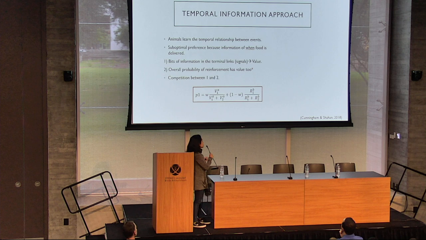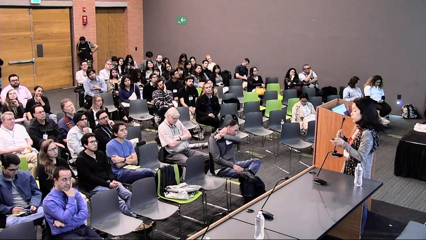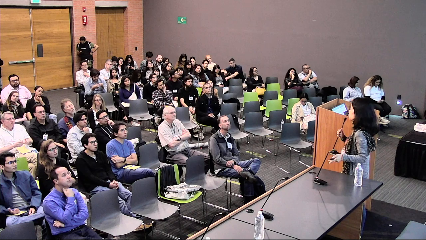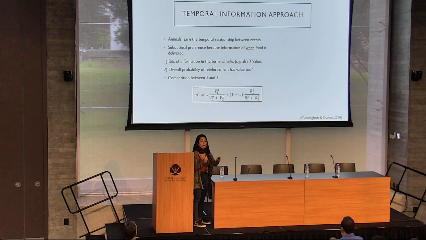The last model that I'm going to talk about is the temporal information approach, which comes from a more Pavlovian perspective, if you want. Because this model is a little bit complicated, they're basically going to say that what animals are learning is the temporal relationship between events. So basically animals are just learning the timing between things. Essentially they're going to say that the suboptimal preference is because they have information about when food is going to be delivered. So this is the final equation.